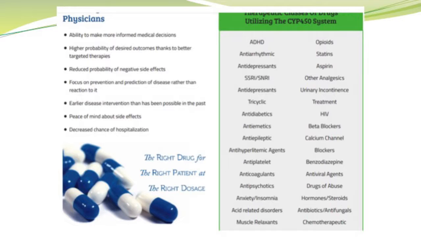And so this patient has their blood pressure unmanaged for 2, 3, 4 years, accumulating kidney disease, eye disease, et cetera, all because there wasn't appropriate time to communicate and treat appropriately. Earlier disease intervention is possible, and then there's a decreased chance of hospitalization. So it's the right drug for the right patient at the right dose.